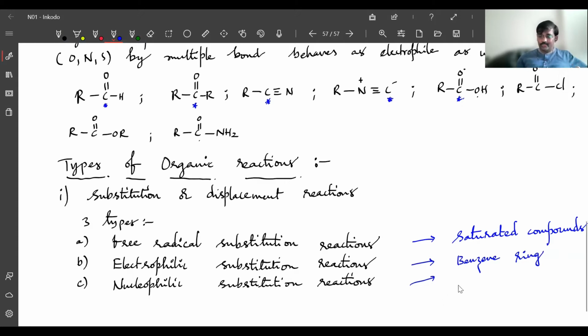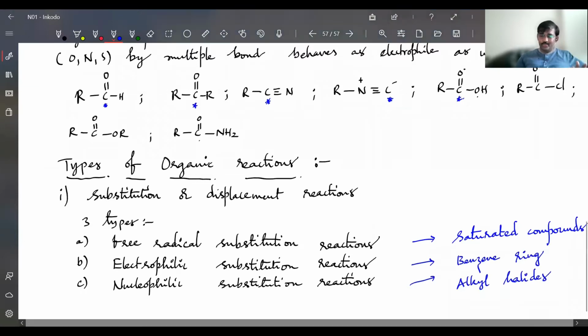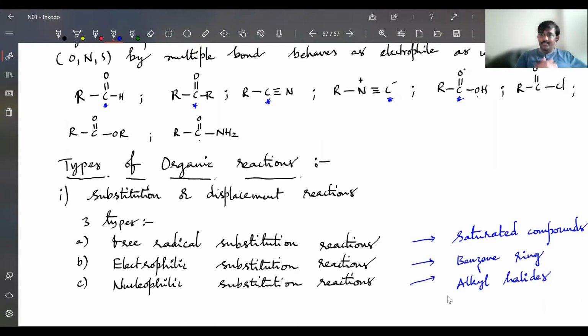Suppose I have an alkyl halide reacting with OH minus ions or a base. In that case, nucleophilic substitution will happen. That means in the alkyl halide, the halide ion will be replaced by the nucleophile. Such reactions are called nucleophilic substitution reactions, because one nucleophile, the halide ion, is replaced by the other nucleophile, the OH minus ion.